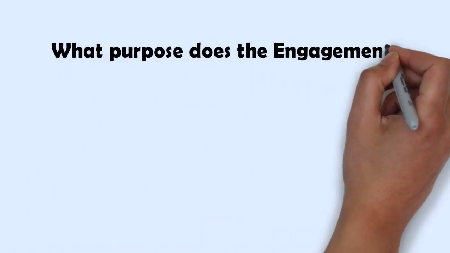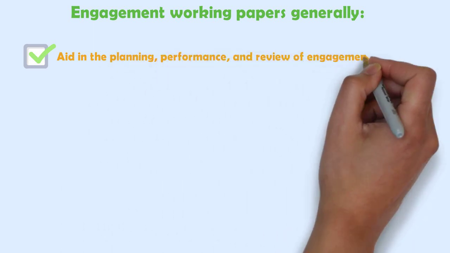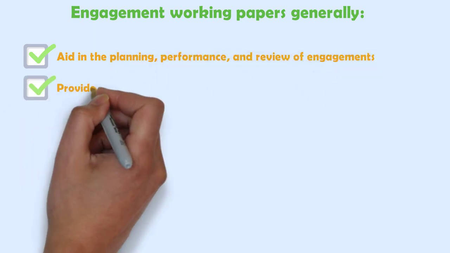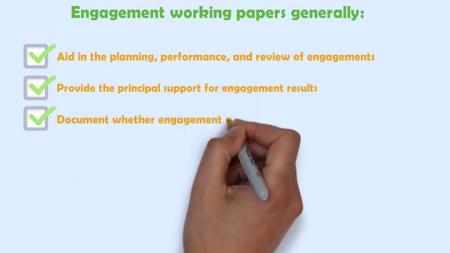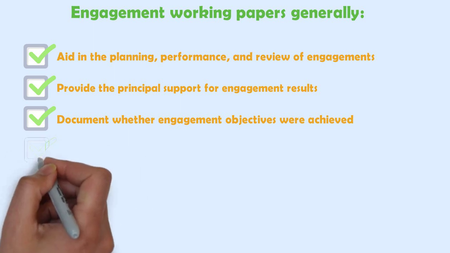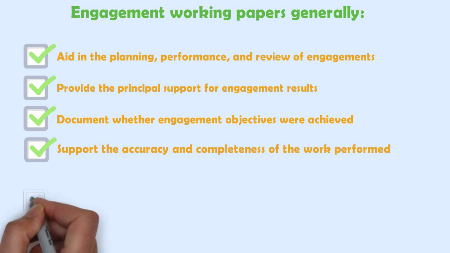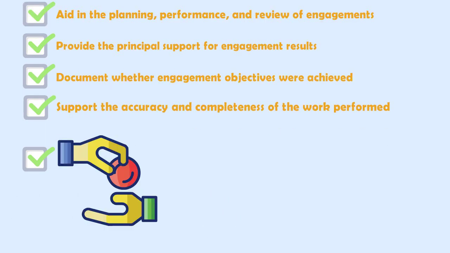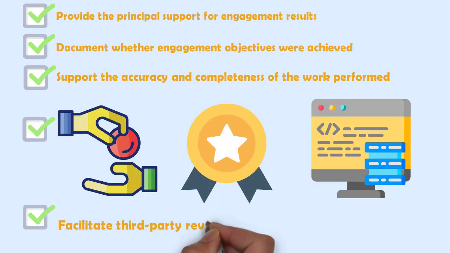What purpose does the engagement working paper serve? Engagement working papers generally aid in the planning, performance, and review of engagements, provide the principal support for engagement results, document whether engagement objectives were achieved, support the accuracy and completeness of the work performed, provide a basis for the internal audit activity's quality assurance and improvement program, and facilitate third party reviews.